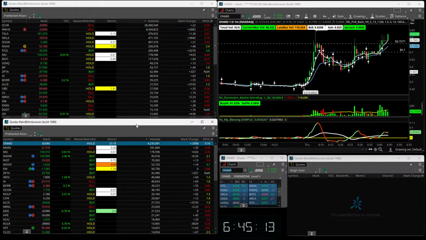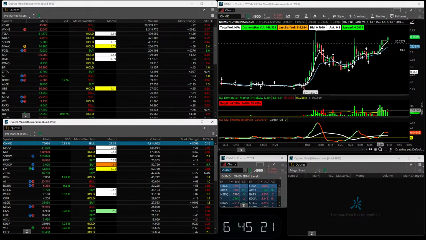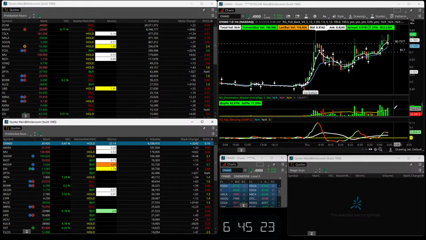ONMD pushing upwards. Green dominator bars have been piling in. We may come back down and retest 75 cents again. Doesn't look like it has the power to go anywhere, but the buyers are building up position here.